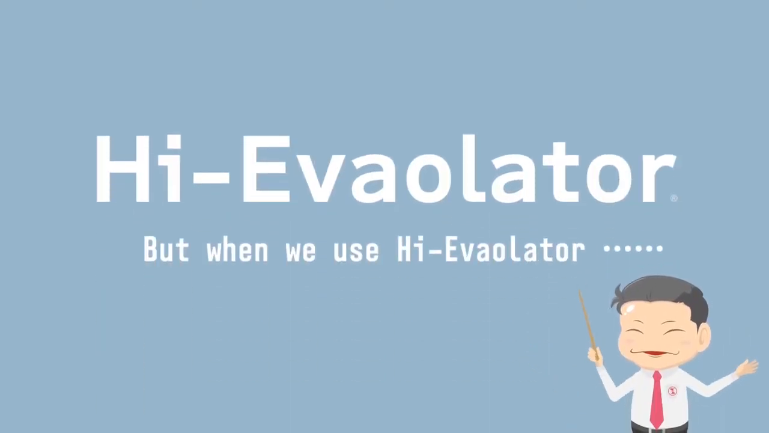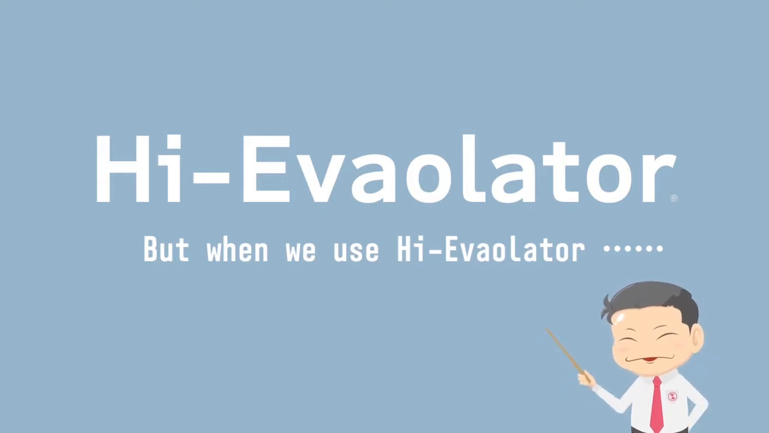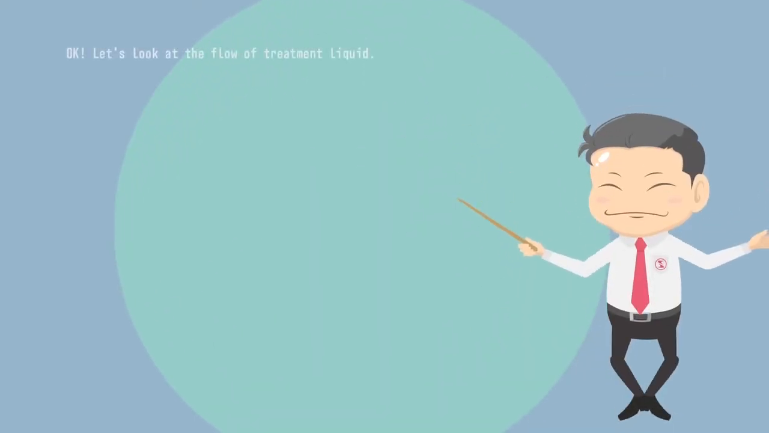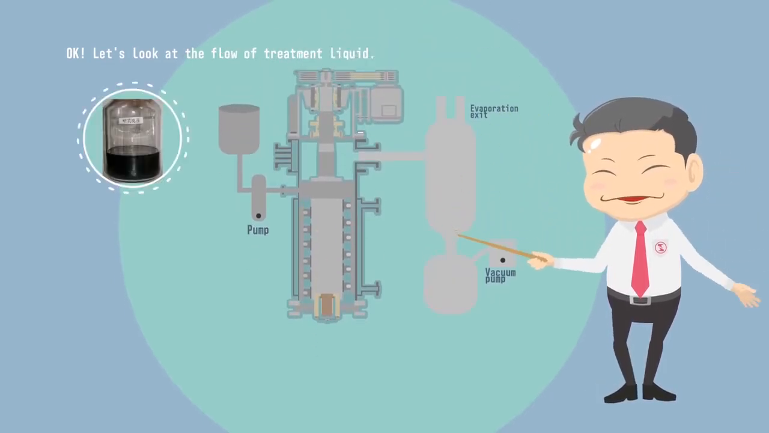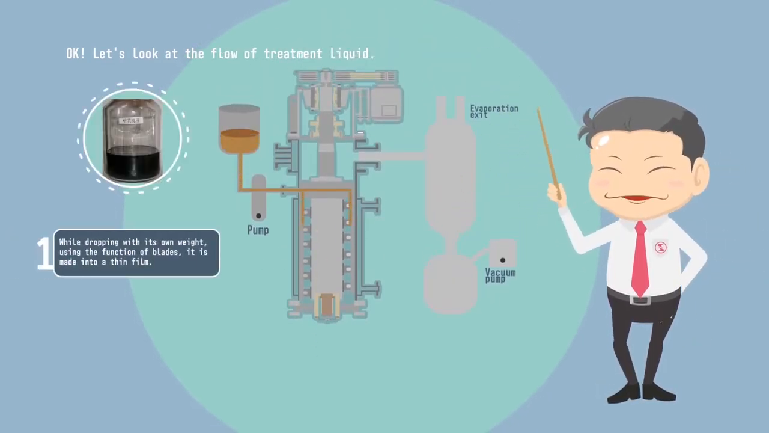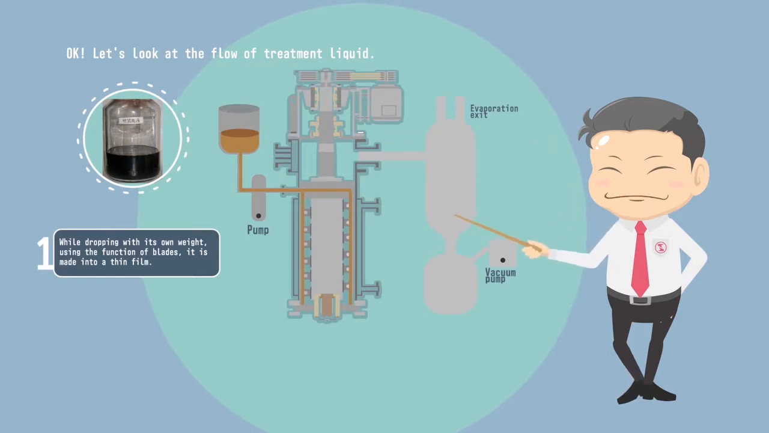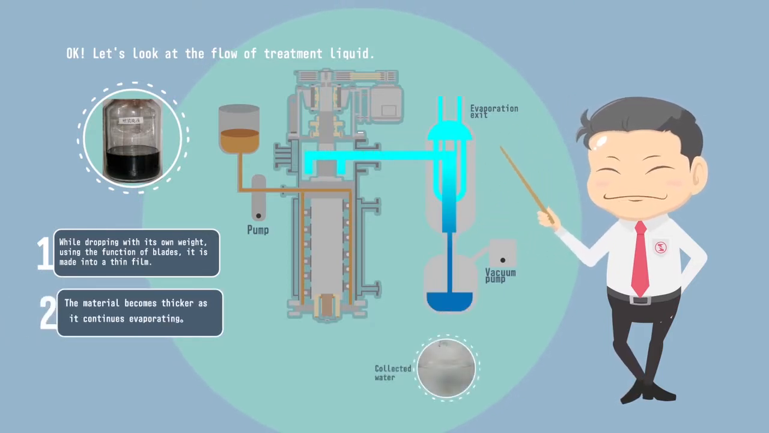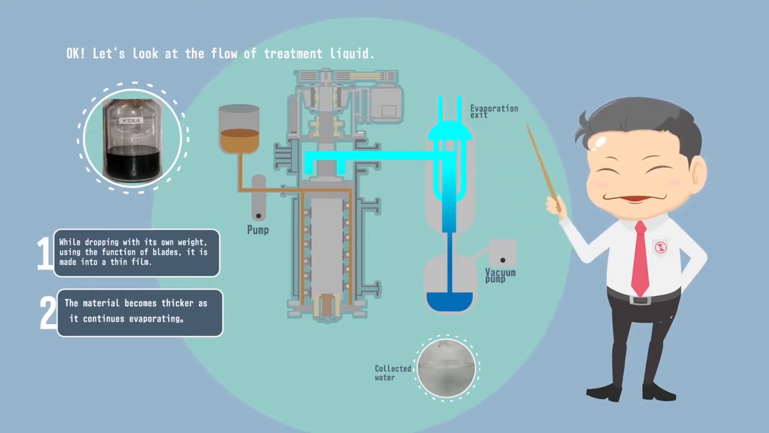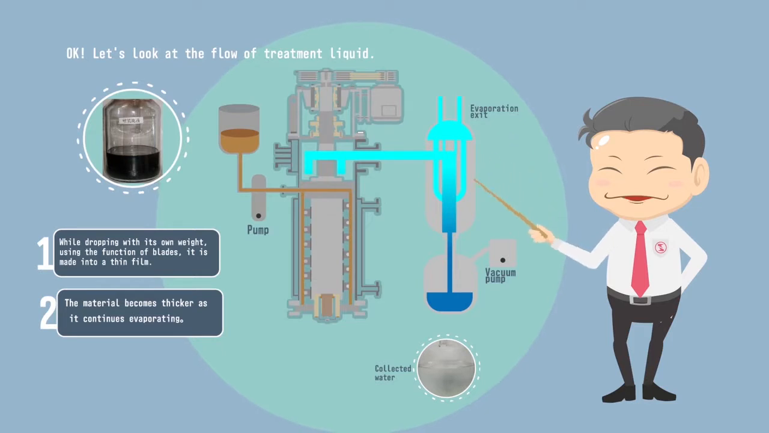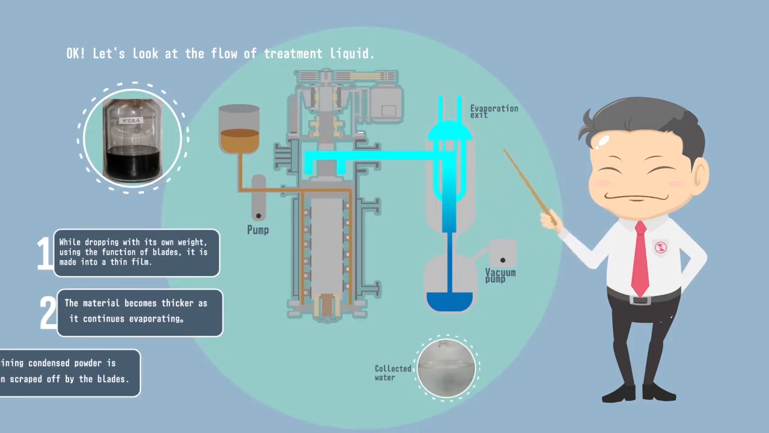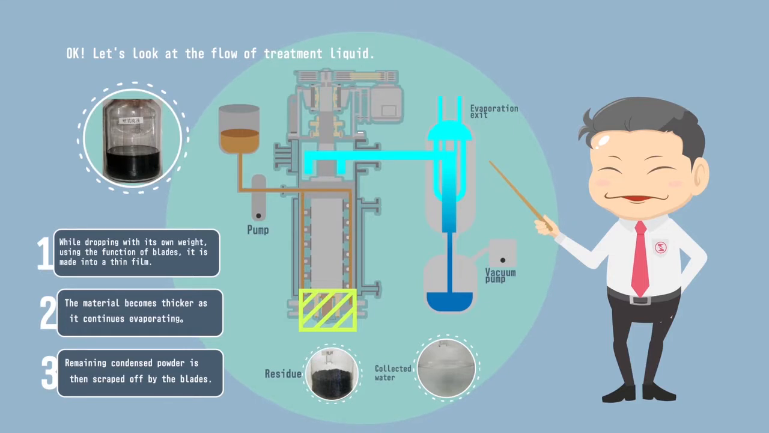But when we use Hi-evaolator, okay, let's look at the flow of treatment liquid. 1. While dropping with its own weight, using the function of blades, it is made into a thin film. 2. The material becomes thicker as it continues evaporating. The evaporates are collected by the condenser. 3. Remaining condensed powder is then scraped off by the blades.